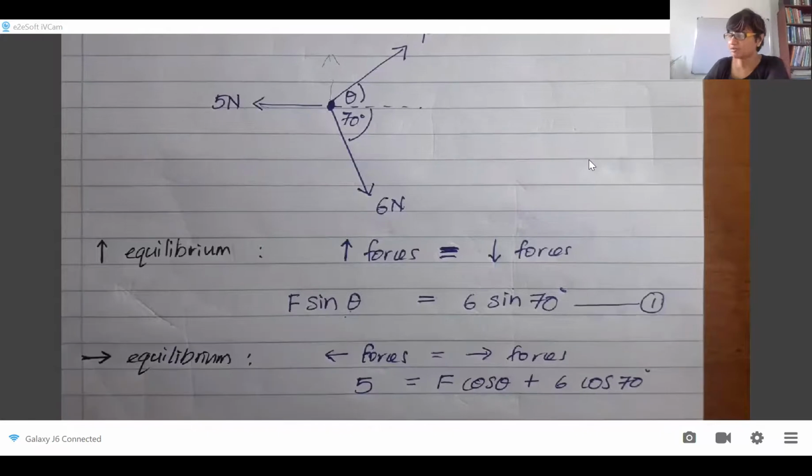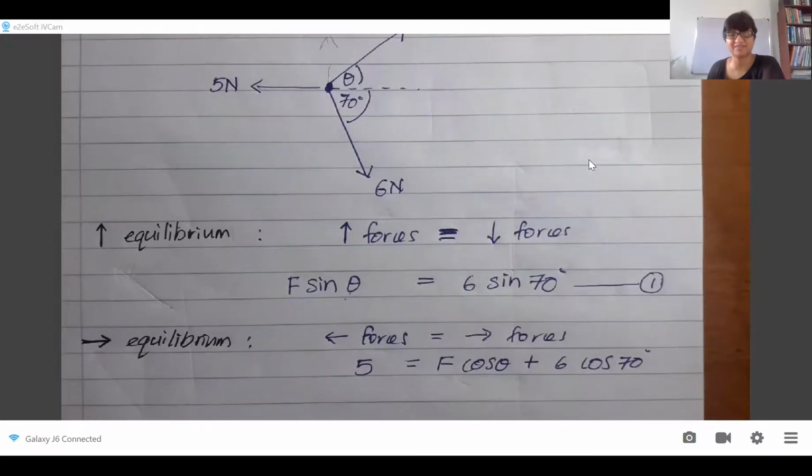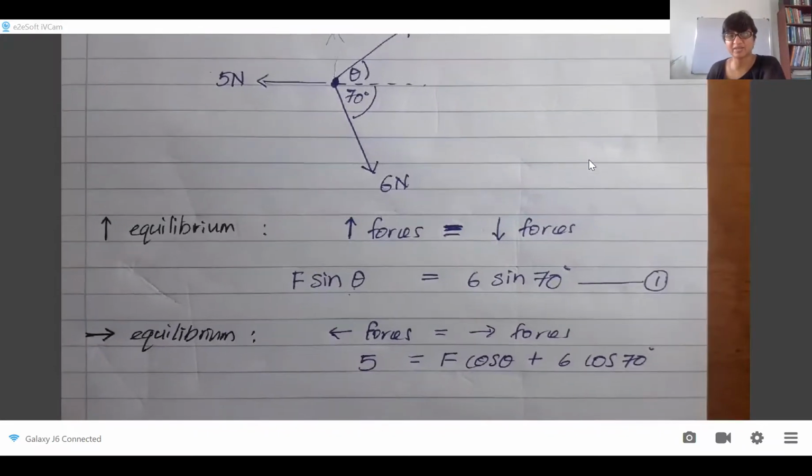Now, how to solve this is a different matter. How can we solve this? Something that commonly happens in these questions is that you get sine theta in one equation and cos theta in another equation. Make f cos theta the subject here.